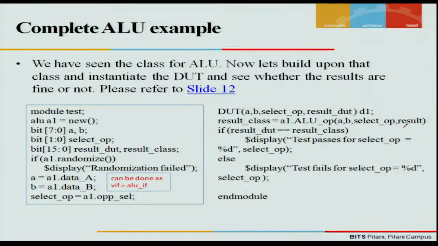Then there is a DUT result and a class result. The DUT result is the output which the DUT gives, and the class result is the expected result which should come out of addition, multiplication, subtraction, or division by the ALU class which we have done in the slide.